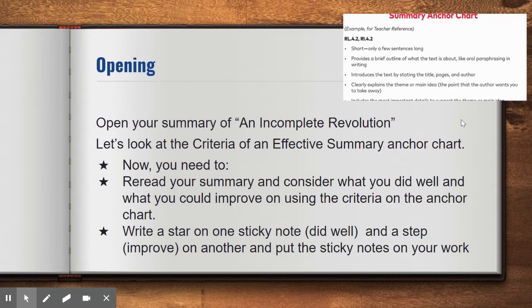You're going to reread your summary. I want you to think about what you did well and things you can improve on, and I want you to take a few minutes and fix those things that you think you can improve on, especially seeing as you're going to be typing it.